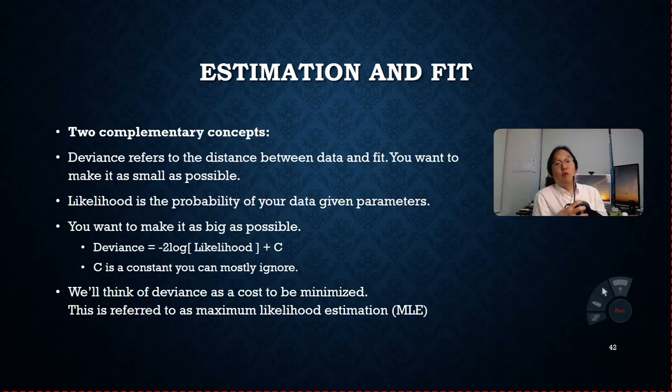Let's see. Two complementary concepts are here. Deviance refers to the distance between data and fit, the predicted value and the actual realization. The actual realization is data. The fit is the predicted value. You want to make it as small as possible. Minimum deviance, least squared distance, the same idea.